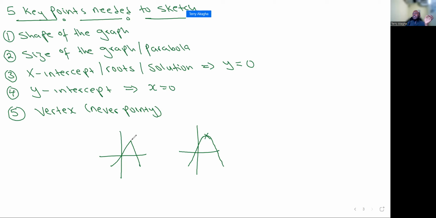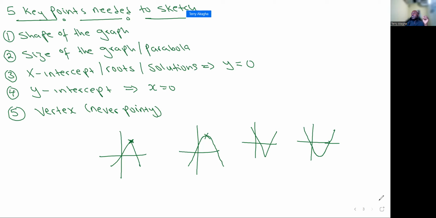So now, this is a vertex, so we're going to calculate how to find it. We found it already, but how to sketch it. But when you're sketching it, it's never pointy. It has to be like a smooth curve. The same thing, if it's going to be this way, you don't draw a graph like that. You draw it like this. It's going to be something smooth, a smooth parabola. Is that right? So this is some things you need to keep in mind. So 5 things: the shape of the graph, the size of the graph, the x-intercept or the roots or the solutions, all right? The y-intercept and the vertex, all right?